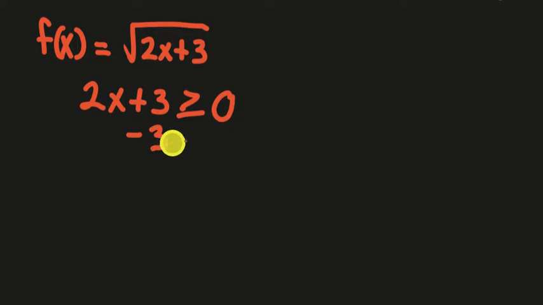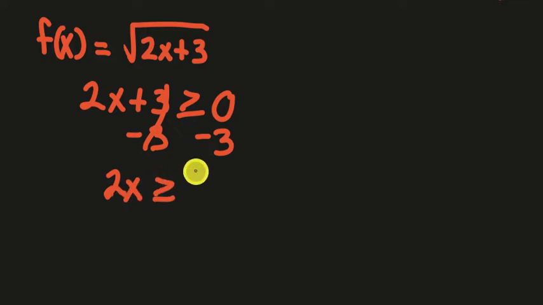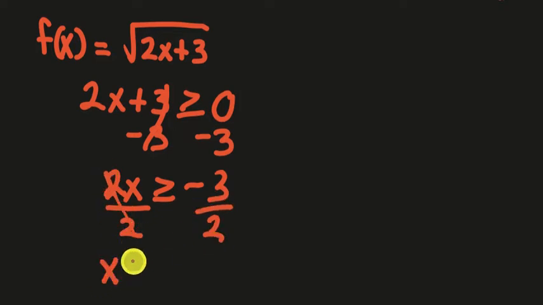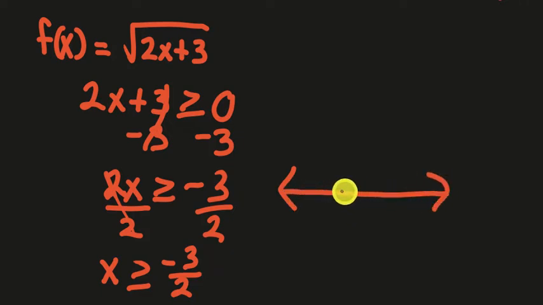The first step is to subtract 3 on both sides. We'll have that 2x is greater than or equal to negative 3. And then we're going to divide each side by 2. We'll get that x is greater than or equal to negative 3 over 2. If we were to draw this on a number line, we would have a closed circle at negative 3 over 2. And we would shade to the right since x is going to be greater than this value.